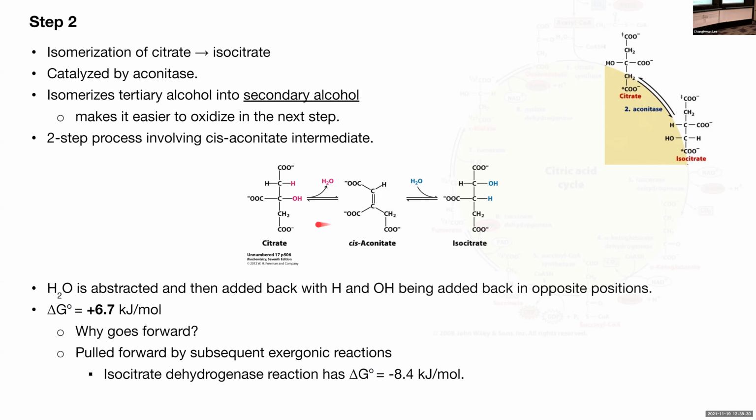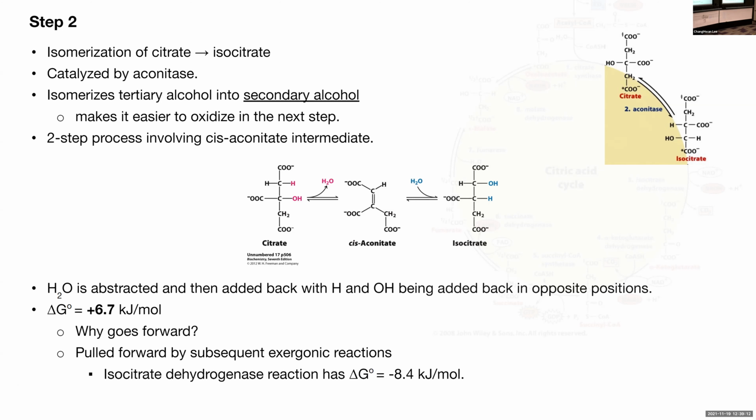And that again happens in the 2 process using this intermediate. Basically what happens here is that a water molecule is abstracted from the citrate, and then another water molecule is added back to this cis-aconitate at the opposite positions to make the isocitrate. Its delta G naught value, free energy, is a positive value, positive 6.7 kilojoules per mole. So it's supposed not to happen, right? It's not a spontaneous reaction unless there's an energy input, but it still happens because it is coupled to the other exergonic process, which happens in the next step.